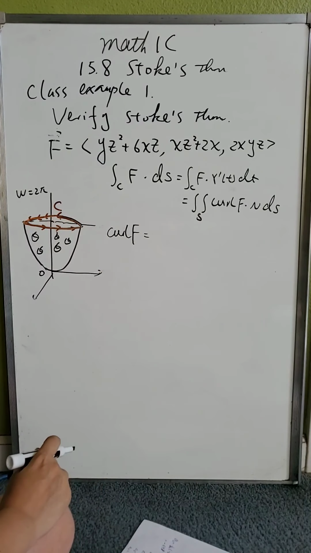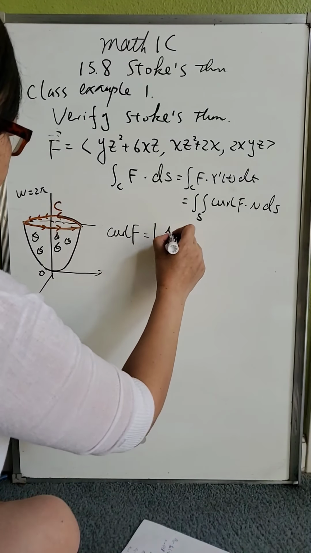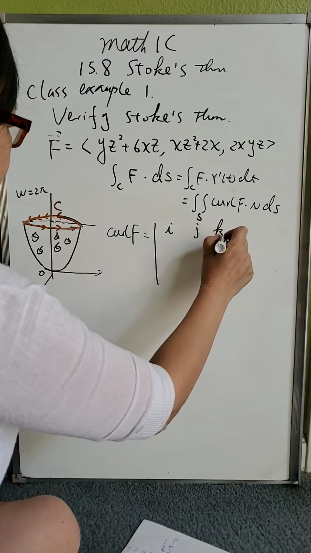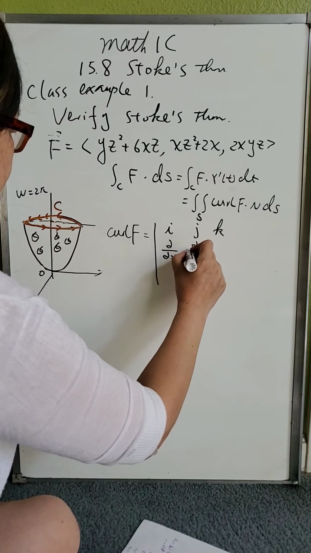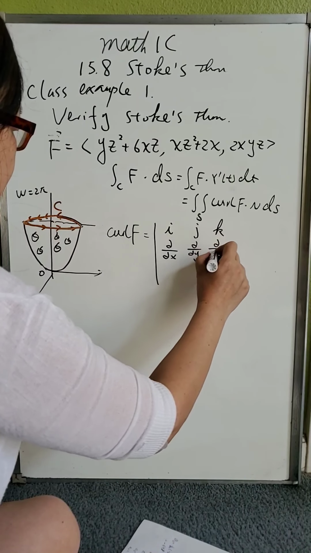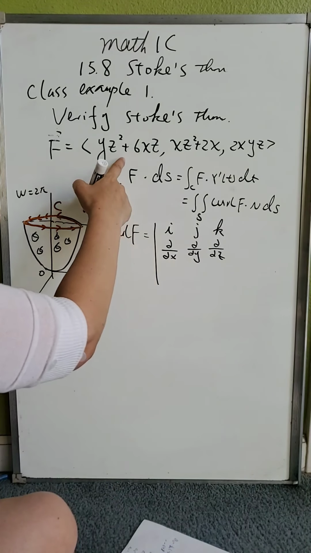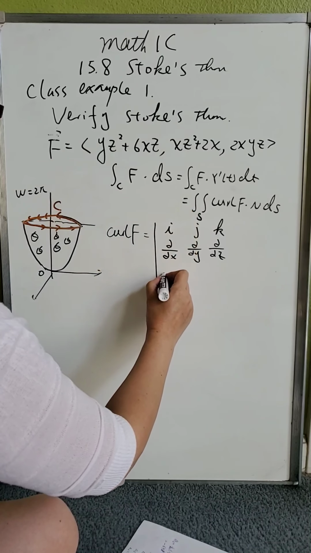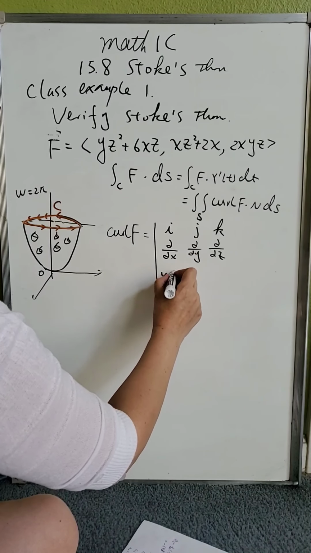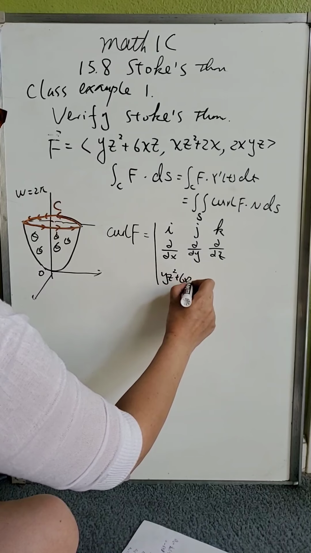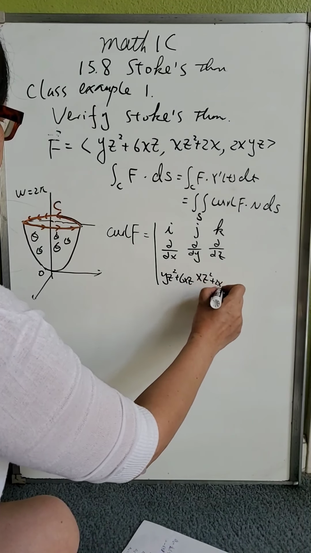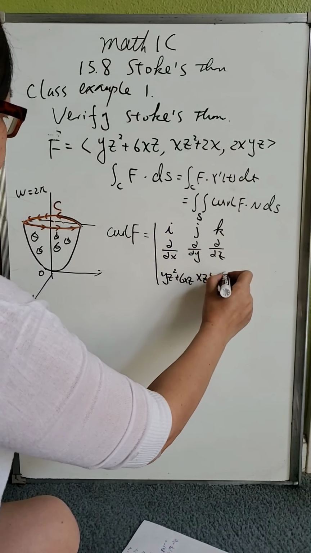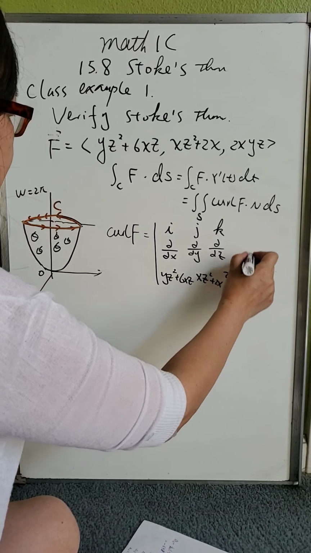Okay, curl is equal to the determinant with i, j, k, then del/del x, del/del y, del/del z. And then I put this there. So that'd be yz squared plus 6xz, xz squared plus 2x, and then 2xyz.